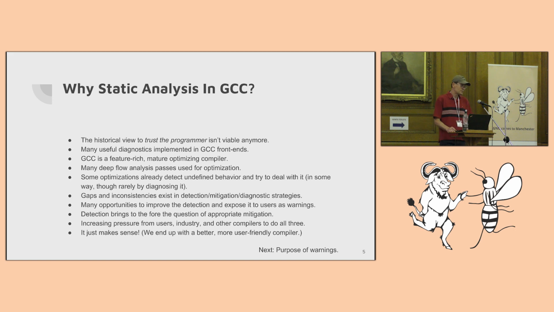GCC already provides many useful diagnostics in GCC front ends. Traditionally it has provided good quality diagnostics in the front ends. But GCC is also a very feature-rich, mature, and optimizing compiler. As an optimizing compiler, it has many deep flow analysis passes that are primarily used for optimization. Some optimizations already do try to detect instances of undefined behavior and try to mitigate or deal with those instances in one way or another. But unfortunately, rarely by diagnosing it, or not always by diagnosing it.